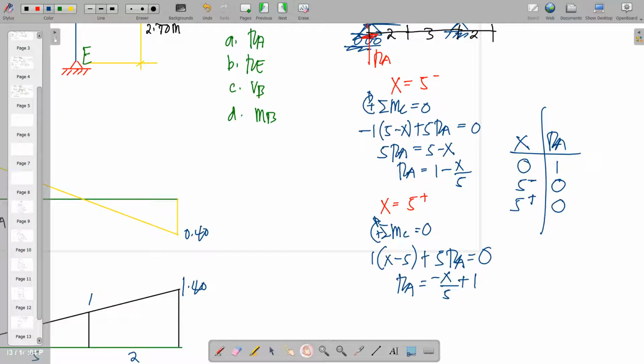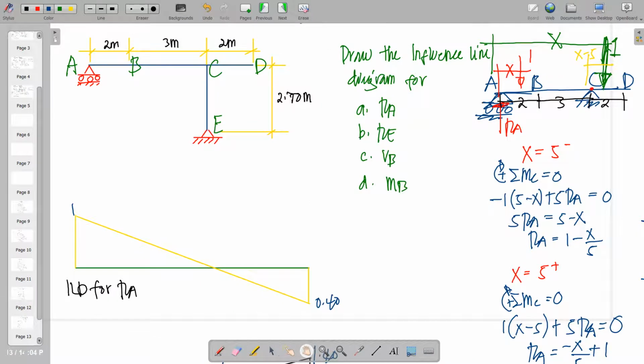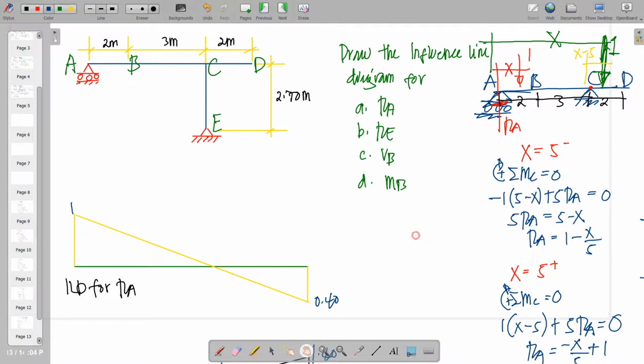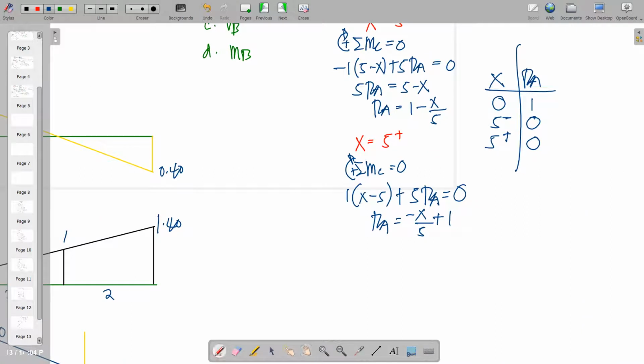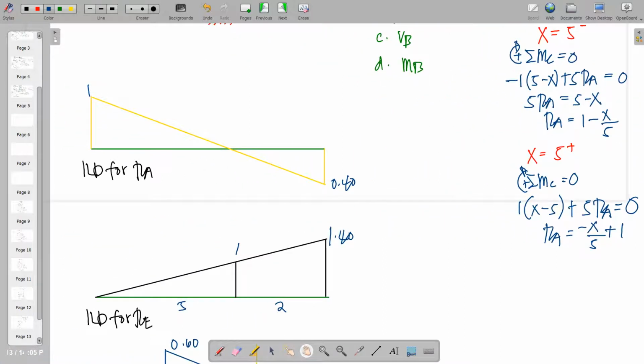Now, if x is 2 plus 5, that is 7, when x is equal to 7, we use this. So, negative 7 divided by 5 plus 1, that is equal to negative 0.4. Okay, so plotting that one, we will have this ILA for reaction at A.